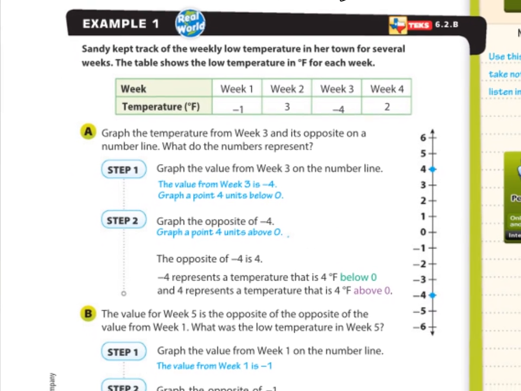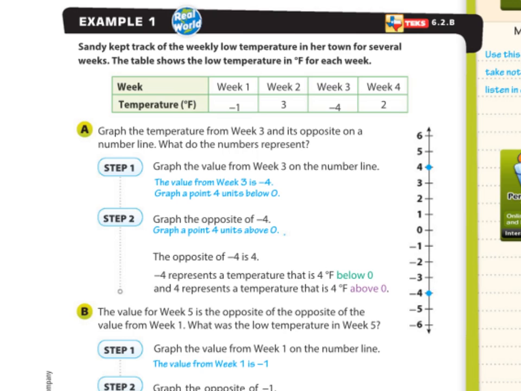On example 1, it says Sandy kept track of the weekly low temperature in her town for several weeks. The table shows the low temperature in Fahrenheit for each week. I'm going to graph the temperature from week 3 and its opposite on the number line. Notice the number line is going up and down like that. It is vertical. Up and down is vertical. And when we graph week 3, which is negative 4, it was right here. And then its opposite is what? Positive 4. And here it is.